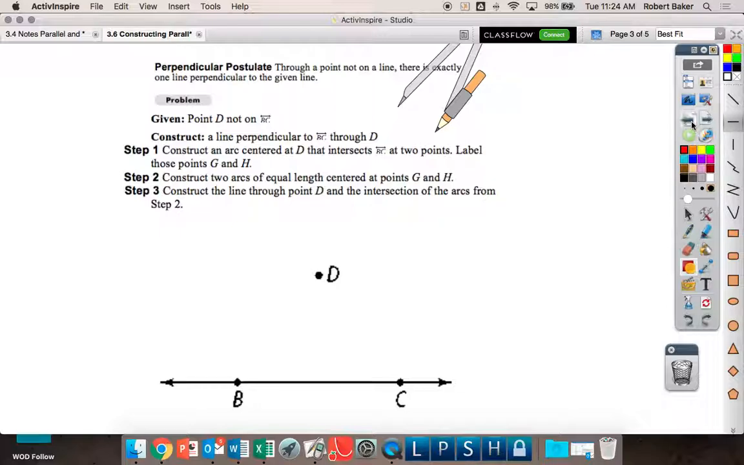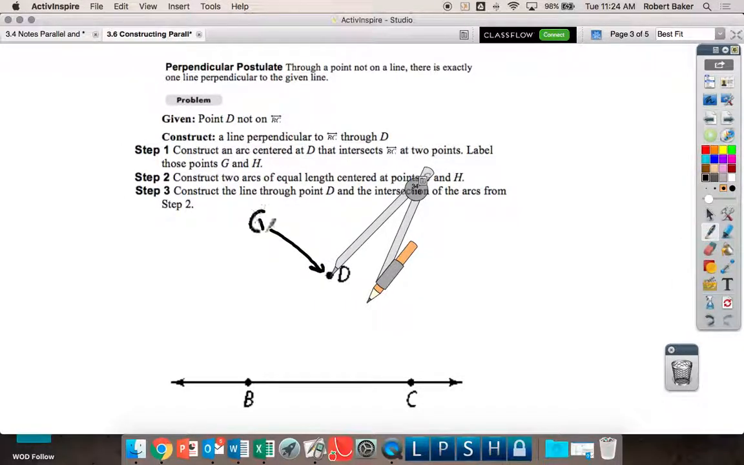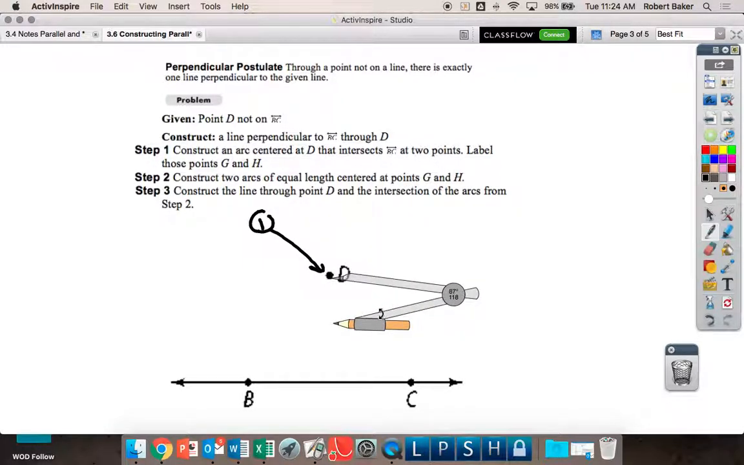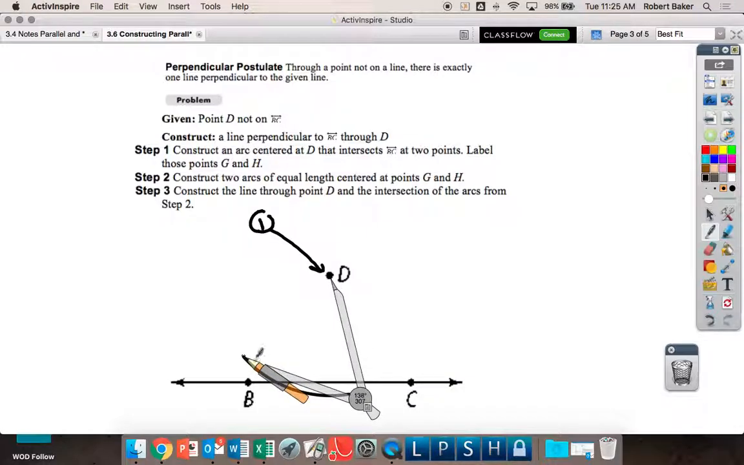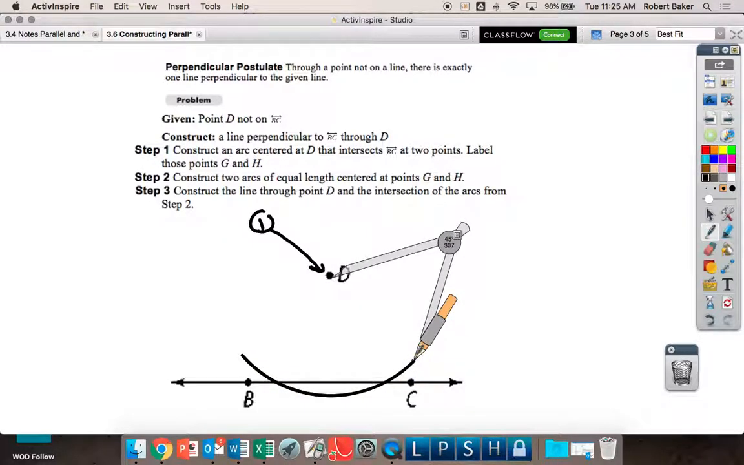So watch, with your eyeballs, don't do anything else. Step 1, right here. Step 1. Pivot point goes there. You're going to rotate your compass so that your pencil is below the line. You're watching. You're not doing anything. Does everybody see what step 1 looks like? So for step 1, you're going to swing an arc that goes across both sides of the line. Does it matter about B and C? No, nobody cares about B and C.